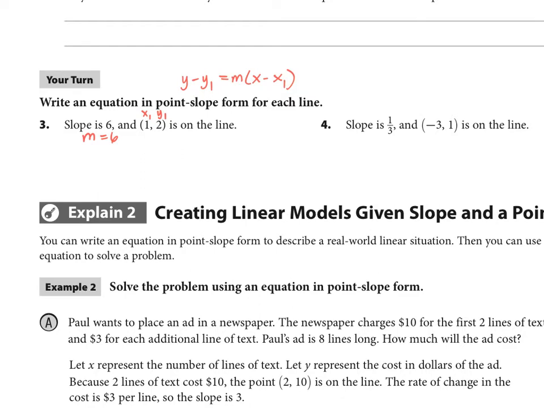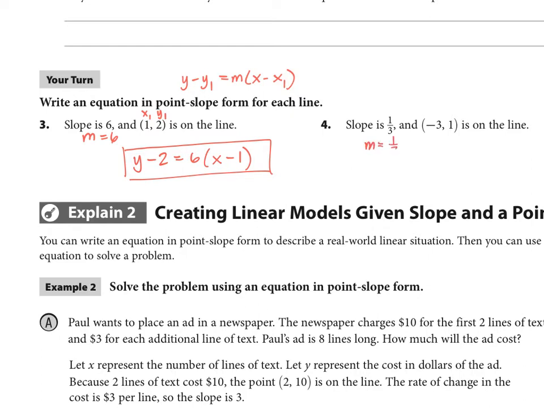I'm not going to touch x and y. X and y represent all the points, or all of our solutions, for this linear equation. So my equation is going to be y minus 2 equals 6 times x minus 1. And that's all you have to do for this, because this is point slope form. I could distribute the 6, I could add 2 to both sides, and if I did that, it would actually look like the slope-intercept form, but we're not going to worry about that quite yet. So go ahead and try number 4, pause the video, and resume when you're ready to see the answer.